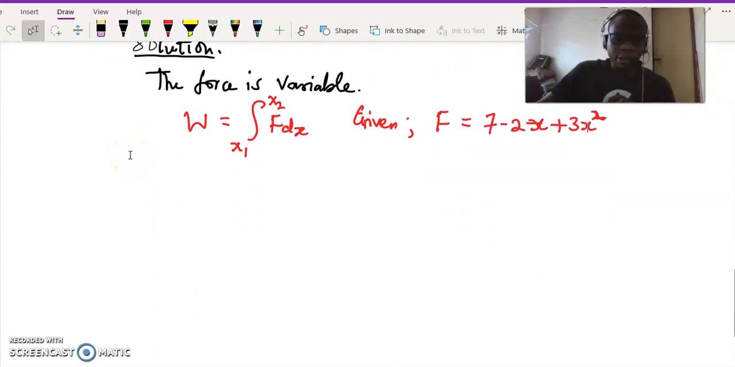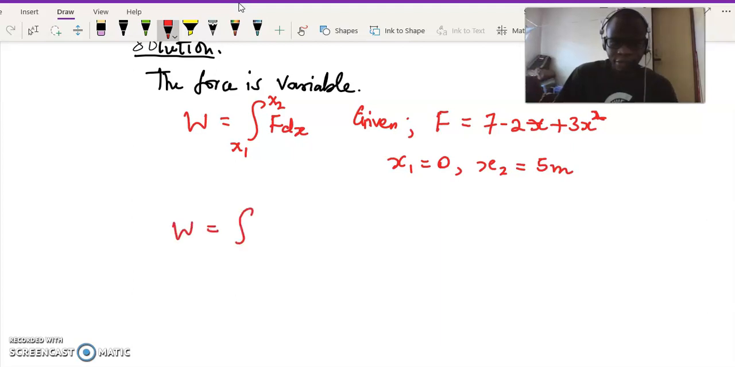So what we are going to do is integrate this equation here. So again, remember we were told that x1 is equal to 0 and x2 is equal to 5 meters. So I'll rewrite this equation. So you have work done is equal to the integral from 0 to 5 of 7 minus 2x plus 3x squared.